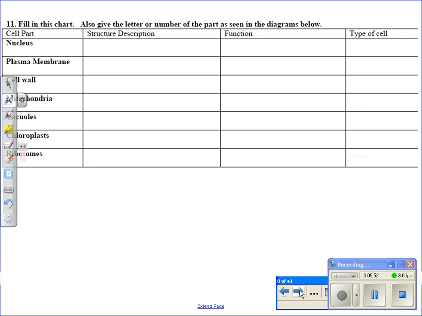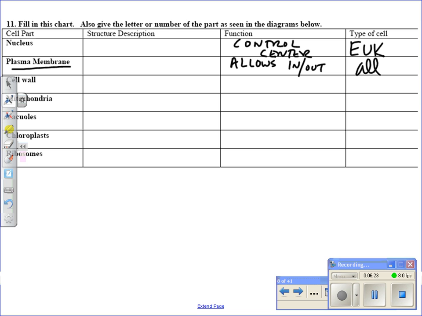Next one, fill out the chart, give the letter as seen in the diagrams below. The function of the nucleus: it's the control center for the cell, controls all the activities. Type of cell it's in: eukaryotic cells, so in eukaryotes they're present. Function of the plasma membrane: it allows materials in and out of the cell. They're in all types of cells, so prokaryotic and eukaryotic cells.